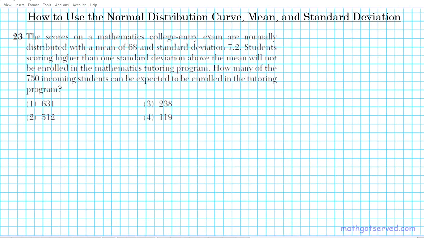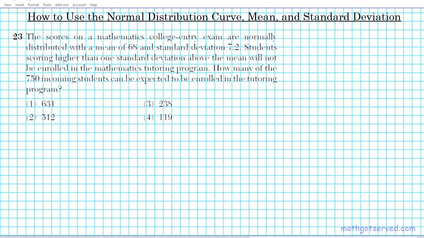All right, let's take a look at question 23. In 23, we're going to be assessing how to use the normal distribution curve, the mean and standard deviation to determine the amount of population that falls within a certain percentage boundary where the population is distributed normally.